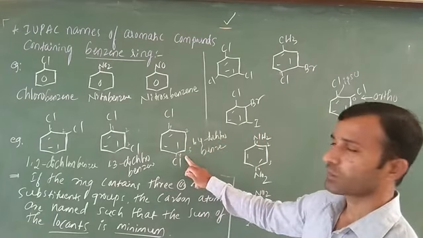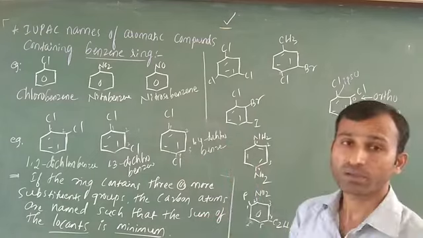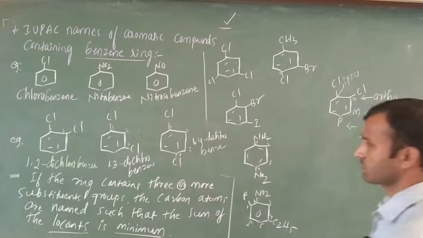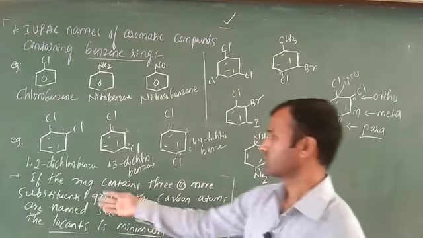Next, what is the common name of this one? Para-dichlorobenzene. Para-dichlorobenzene is the common name. This is the IUPAC nomenclature. Next one is important.